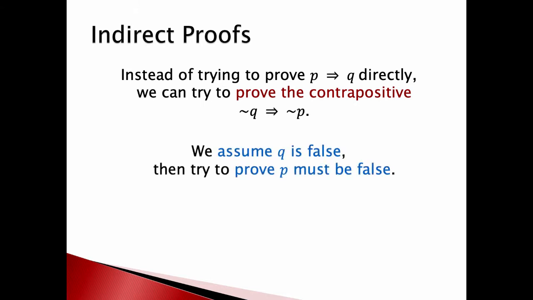What this means is we assume that Q is false, we assume not Q, and we have to prove that P is false. We prove not P. So remember that P implies Q and its contrapositive, not Q implies not P, are exactly equivalent. So proving one is exactly the same as proving the other one. So what we're really saying here is instead of trying to prove P implies Q directly, let's prove the contrapositive directly. In other words, assume not Q and prove not P. And we do the same kind of steps we did before. Let's write down everything we know about not Q, right? Then figure out what we know about not P and try to connect the two.